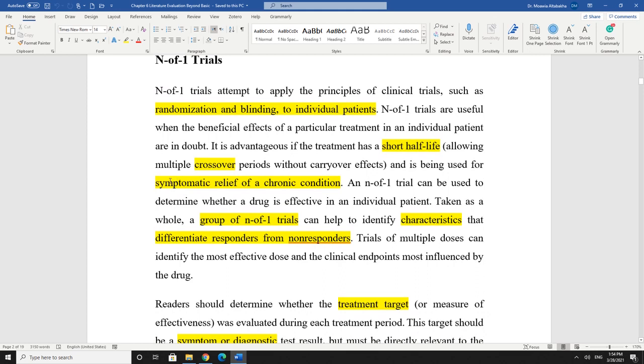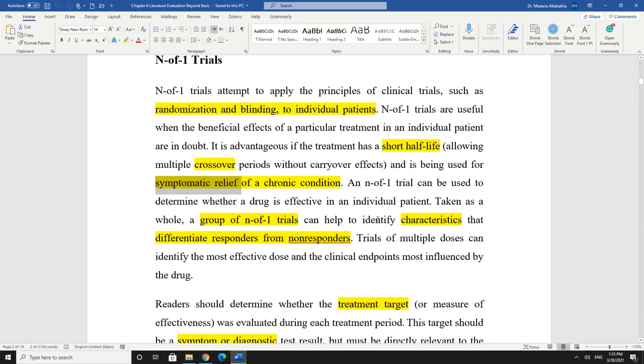And it's very useful when we have a chronic condition. Okay, chronic condition means this problem will stay for some time, like in arthritis, pain, chronic pain, etc. So we are looking at symptomatic relief. Okay, N-of-1 trials would be very useful in such cases.